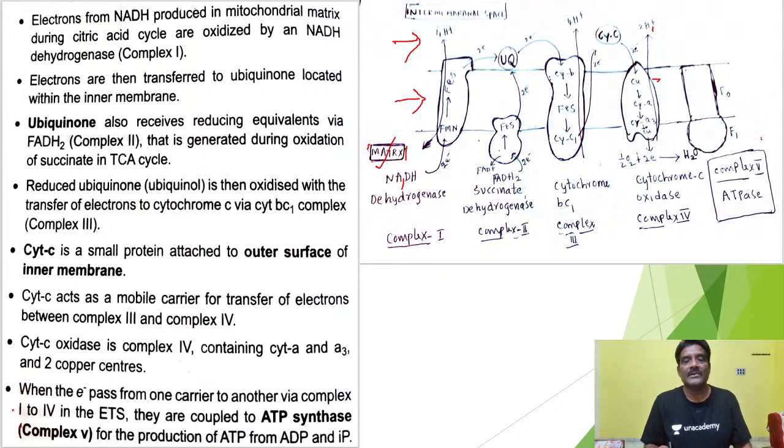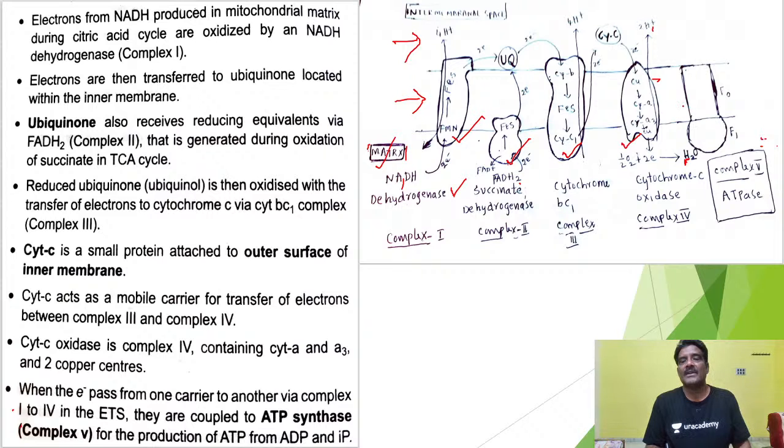This is the matrix here. This is the inner membrane. One enzyme complex here is NADH dehydrogenase. This is the first enzyme complex. Another enzyme complex is succinate dehydrogenase, the second complex. Another is the third complex, called cytochrome BC1. And another one is cytochrome oxidase. These 4 enzyme complexes come under electron transport only.